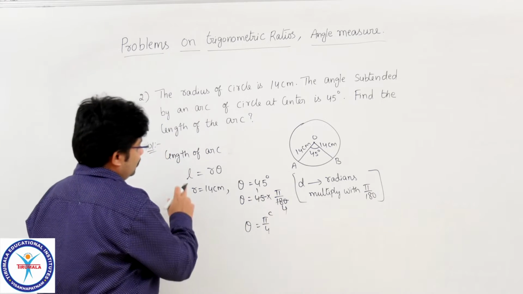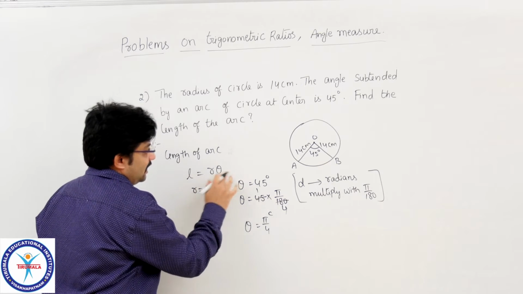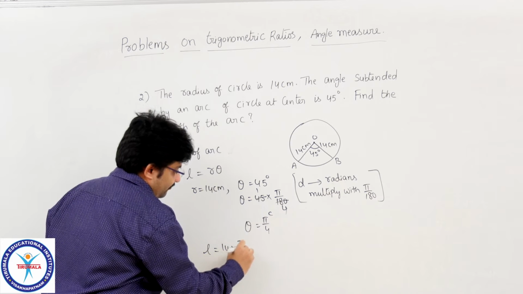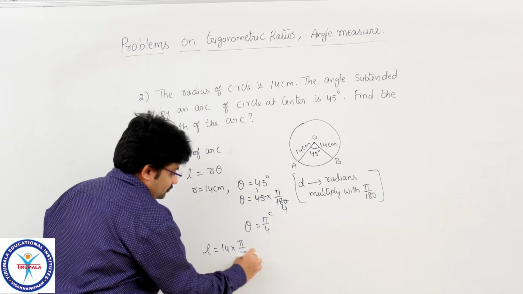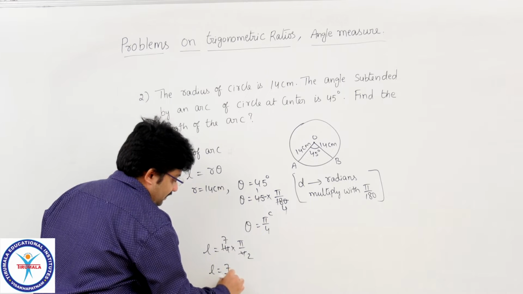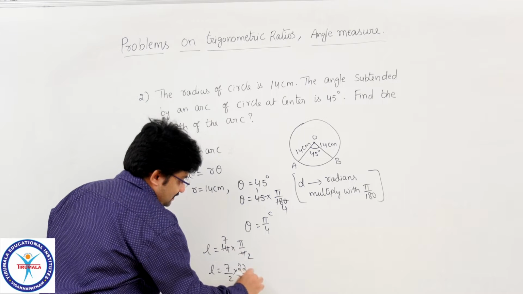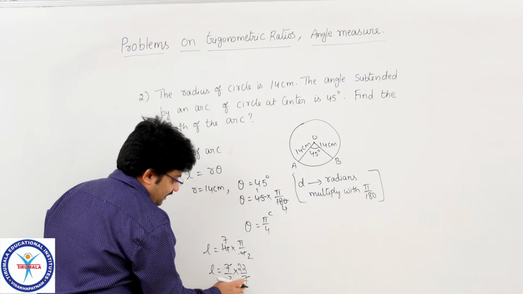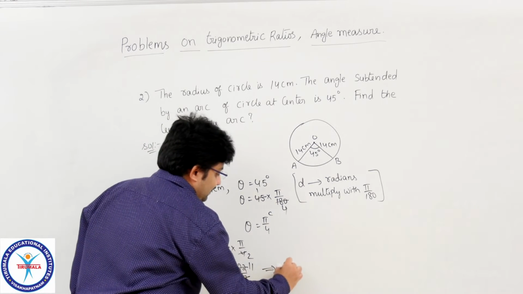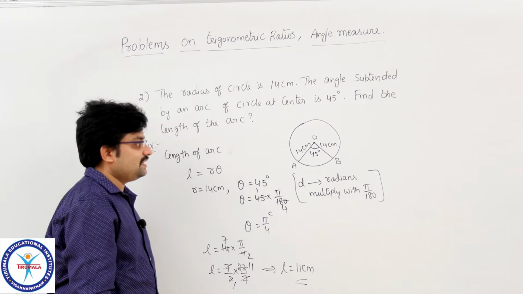Now, L is equal to R theta. That means L is equal to R, R is 14, into theta is pi by 4, 2 2s and 2 7s. L is equal to 7 by 2 into, what is the value of pi here? 22 by 7. Numerator and denominator cancel, 2 1s and 2 11s. That means L is equal to 11 centimeters. That means the length of the arc is 11 centimeters.